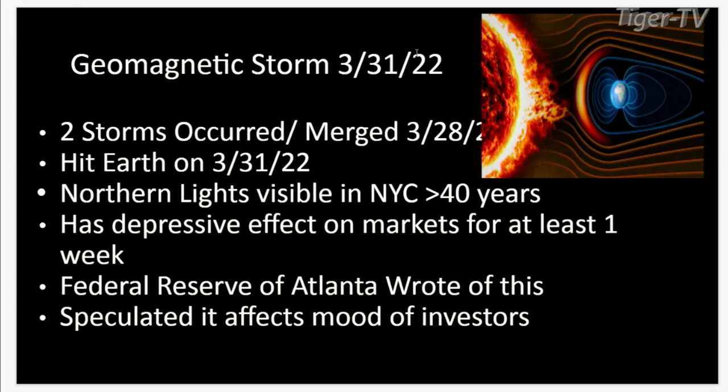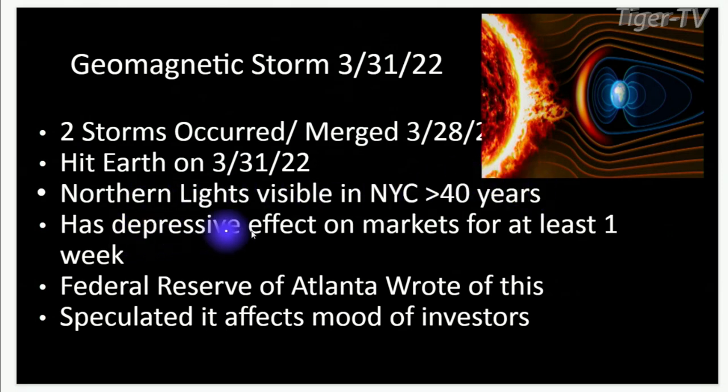Well, we had a storm on 3/31, which was very significant. Now, this actually happened on 3/28. The storm came off the sun. Two of them came off and they merged. It hits the Earth on March 31st. The northern lights were visible in New York City for the first time in 40 years. That's how strong the storm was.